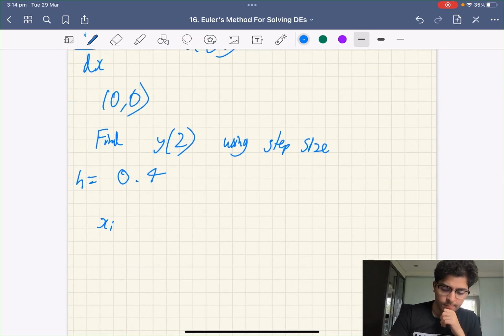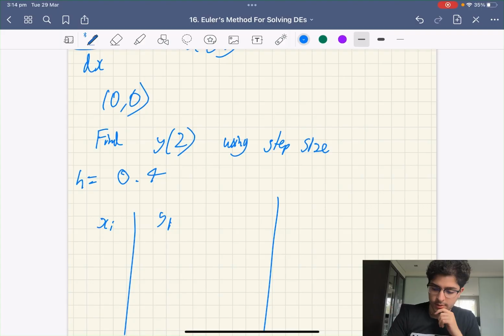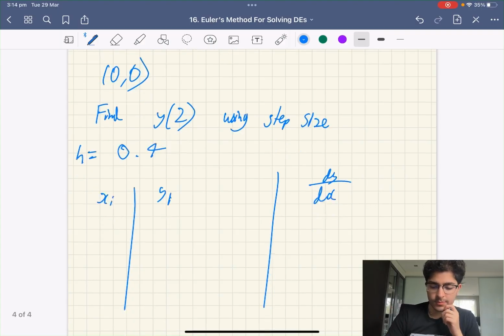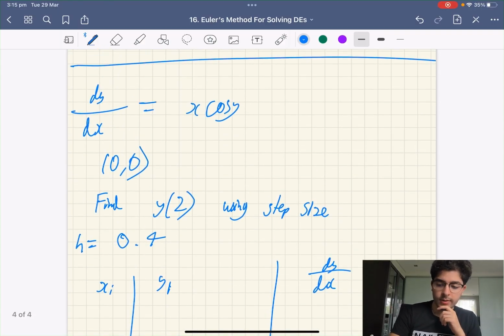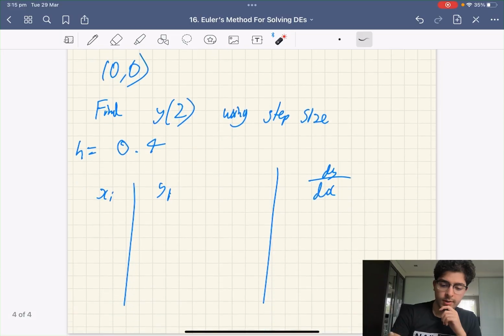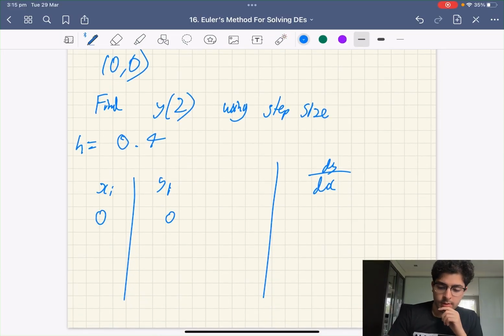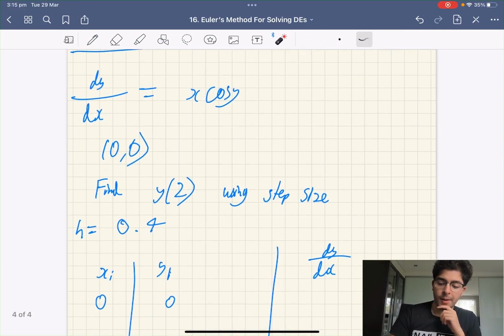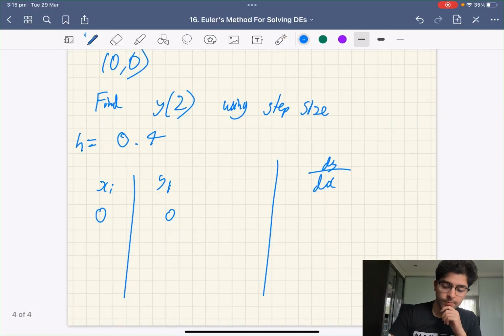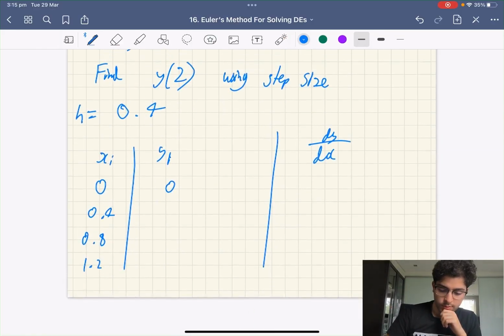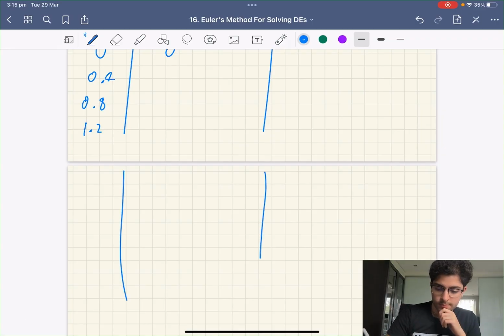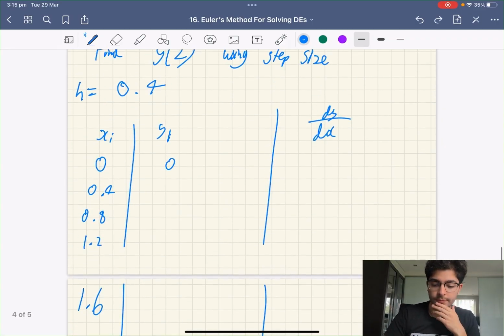So let's write that all out. We have xi and yi, which I'm going to leave a lot more space for now, and then dy on dx. So xi, the starting point we've been given, is 0, so we put in 0, 0. Now for the subsequent points, we're going up by 0.4. So that should be 0.4, 0.8, 1.2. Let's keep it going on the next page. 1.6, and then 2.0, or just 2.